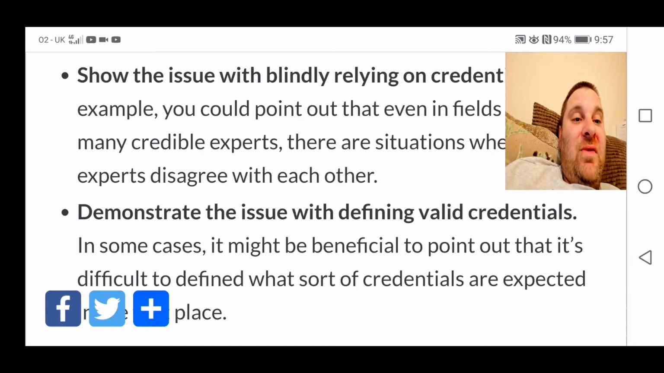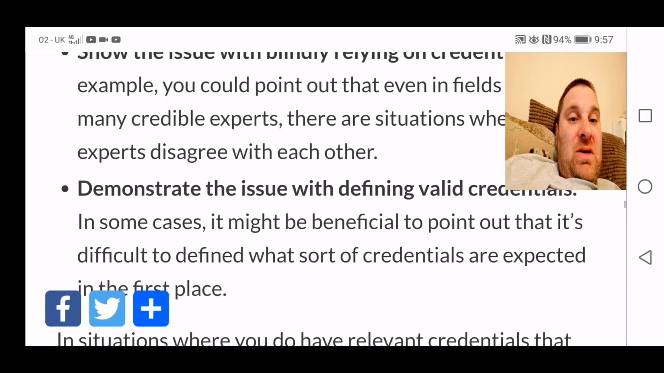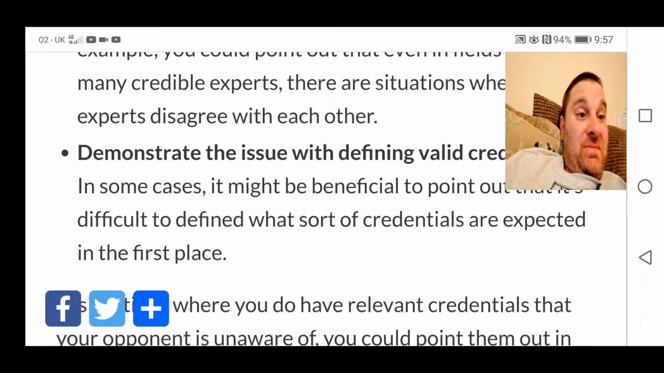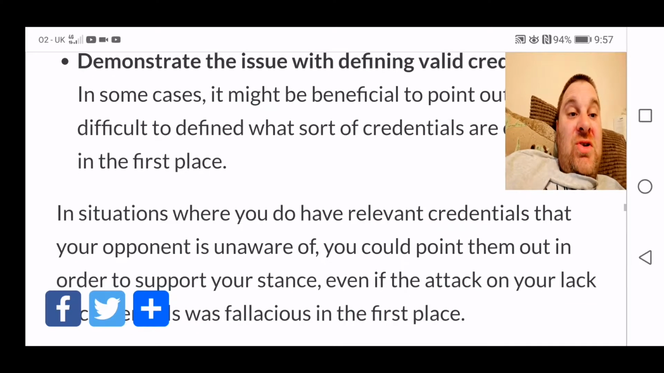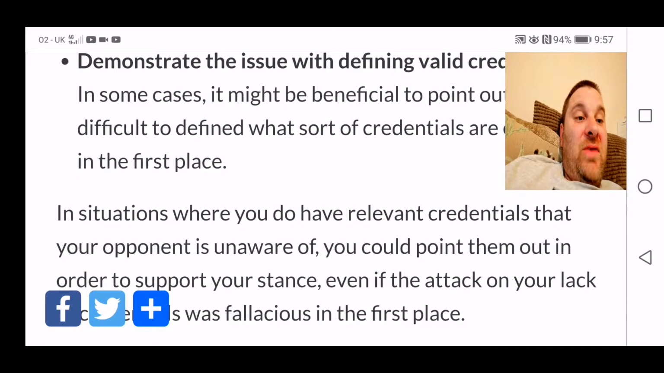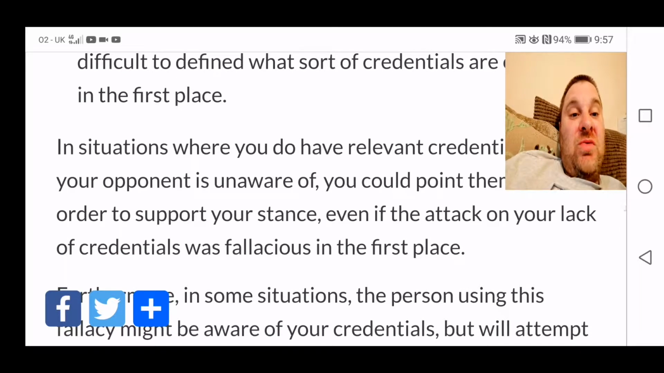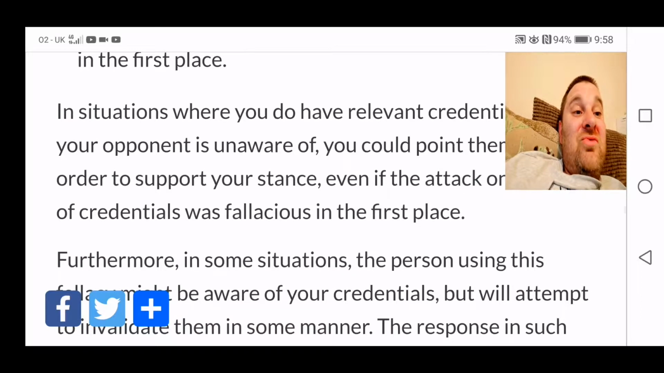Demonstrate the issue with defining valid credentials. In some cases, it might be beneficial to point out that it's difficult to define what sort of credentials are expected in the first place. In situations where you do have relevant credentials that your opponent is unaware of, or the individual you're talking to is unaware of, you could point them out in order to support your stance, even if the attack on your lack of credentials was fallacious in the first place. But these credentials don't mean shit. They don't mean nothing.